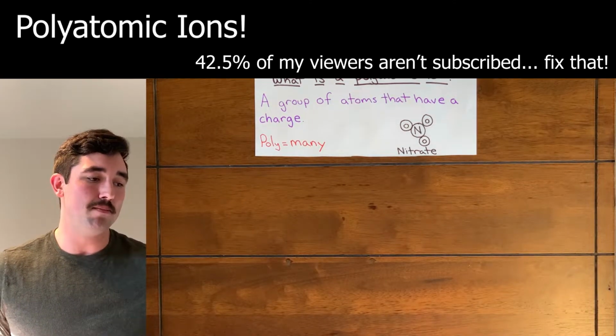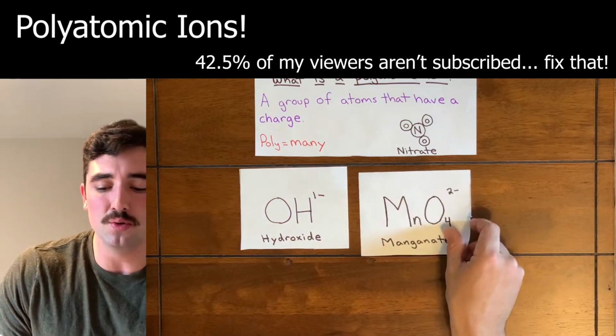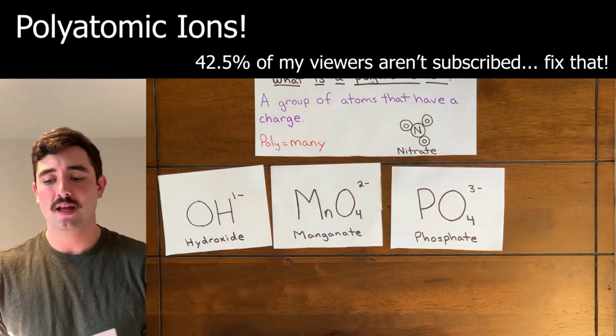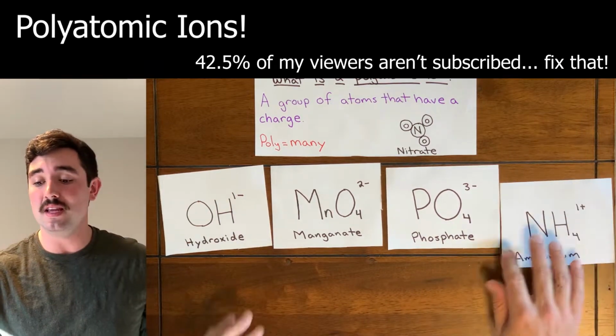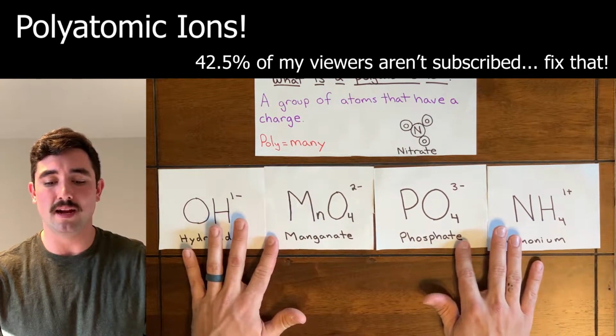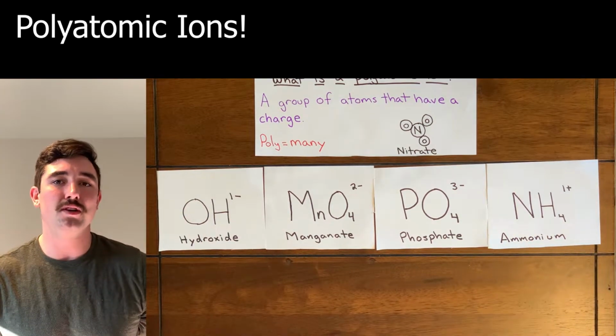Let's look at a few examples of polyatomic ions. I have 4 here, and on Google Classroom, I'll put a list of all the common polyatomic ions, things that you would regularly see and will be expected to know, especially as you move into higher level chemistry classes in high school and beyond. So here we have 4 different polyatomic ions.